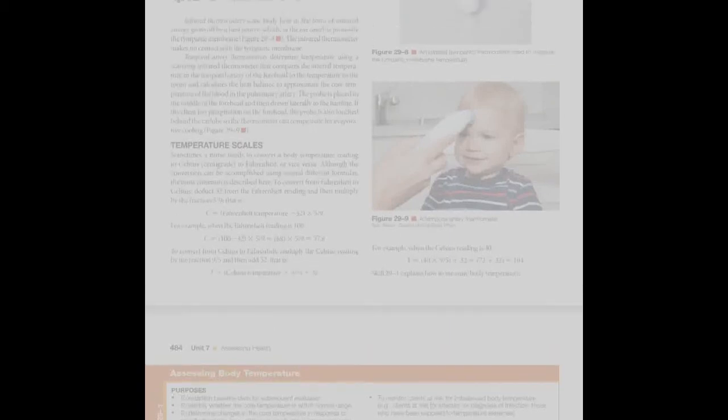Figure 29-7: A temperature-sensitive skin tape. Figure 29-8: An infrared tympanic thermometer used to measure the tympanic membrane temperature. Figure 29-9: A temporal artery thermometer.